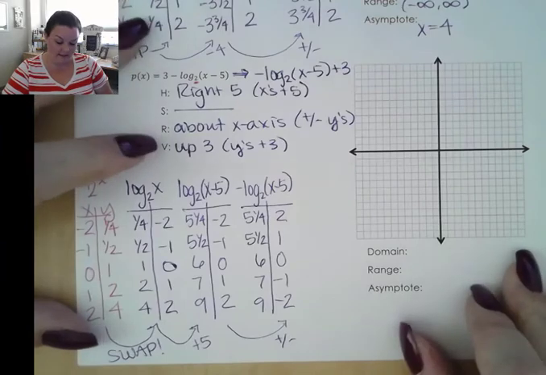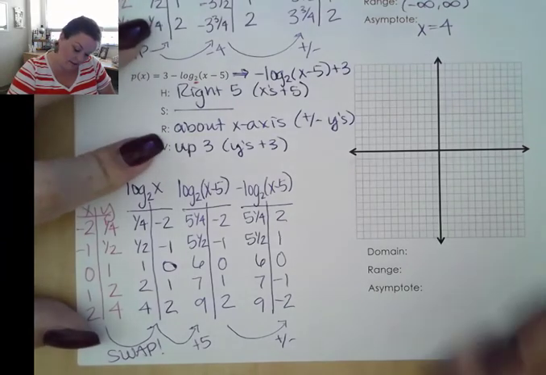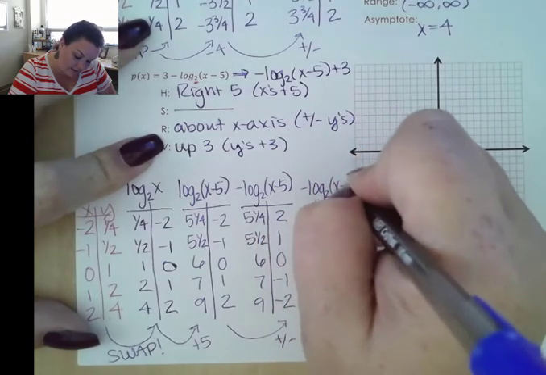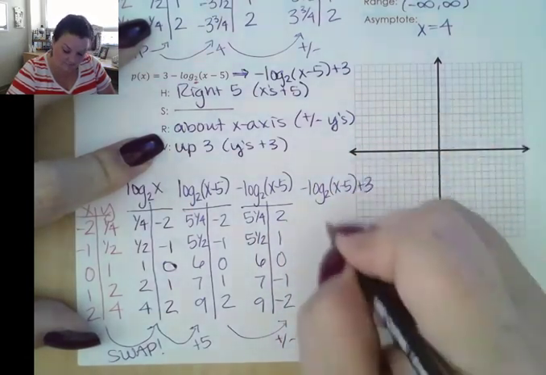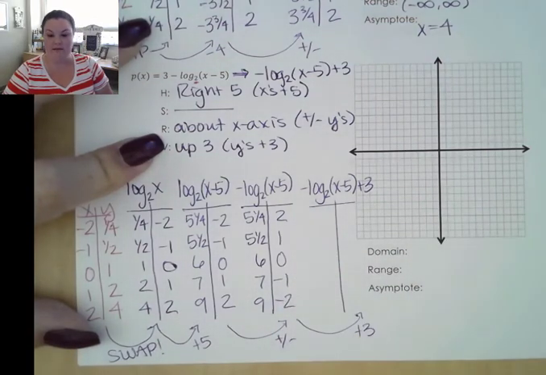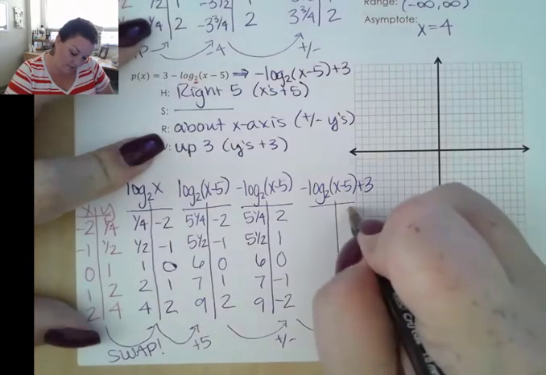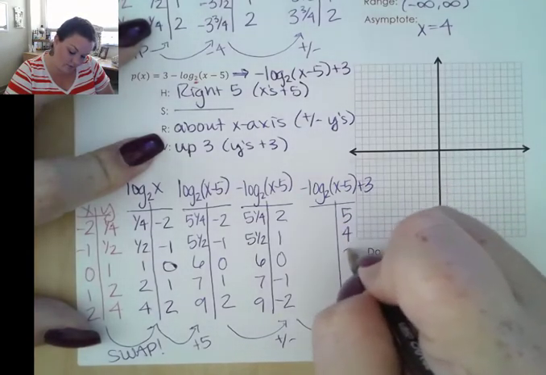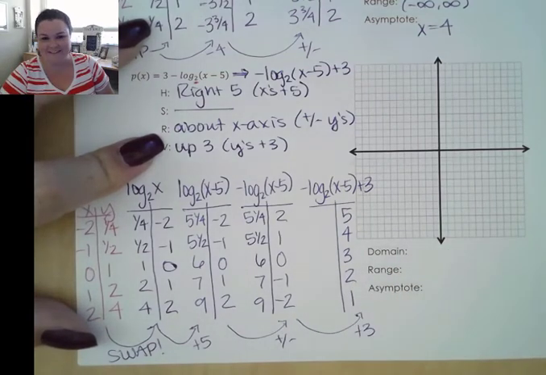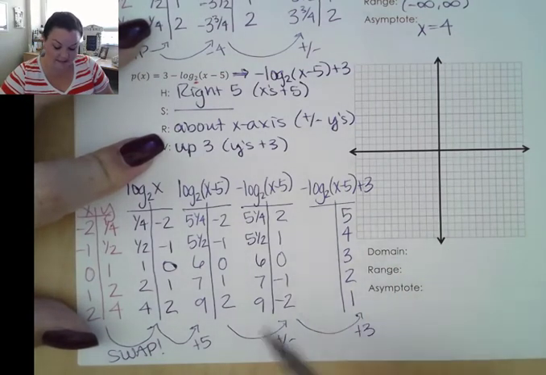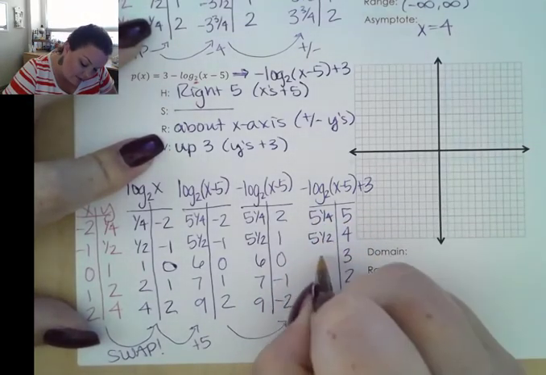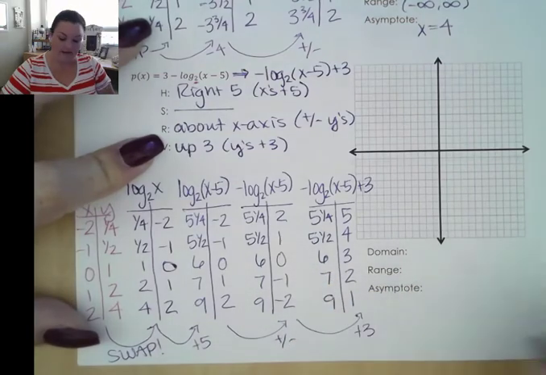And then our last is our vertical shift up 3. So now our function looks like negative log base 2 of x minus 5 plus 3. And we take our y's from the previous table and add 3 to them. So that's going to give me 5, 4, 3, 2, 1. Blast off. Just kidding. All right, and then our x's stay the same. So 5 1/4, 5 1/2, 6, 7, 9.